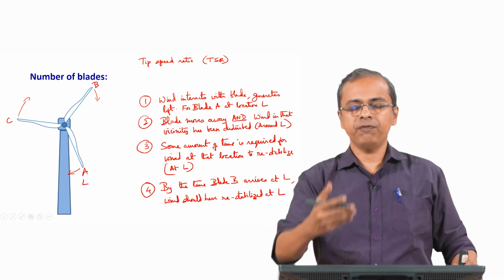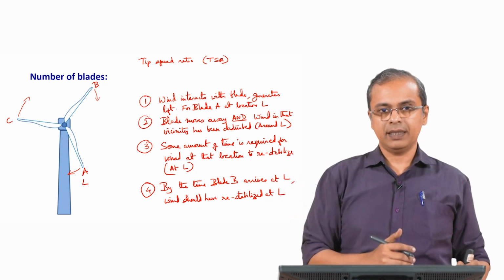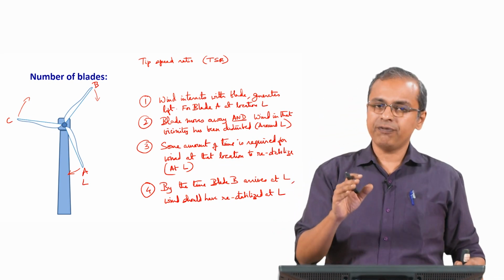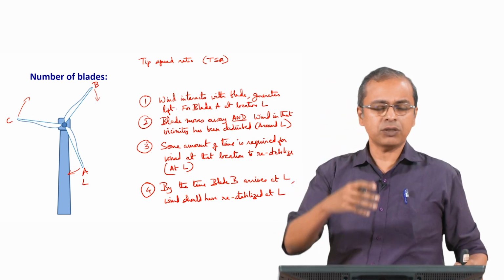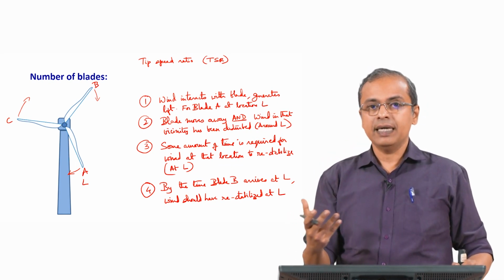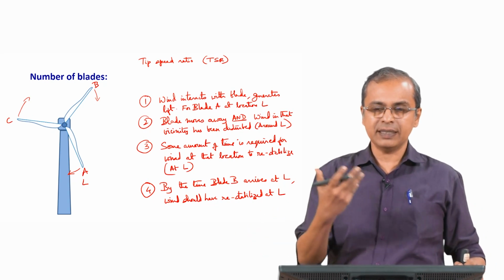Okay. So, this is the kind of thought process that is here. By the time the blade B arrives at L, the wind should have restabilized at that location L. Now, the point is, if the wind has not restabilized, it does not mean that your windmill will stop operating or that it will stop generating energy. It is just that the process will not be efficient. You will actually lose energy. You are not capturing all the energy in the wind.